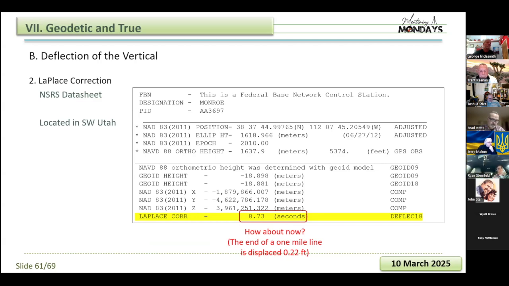I just saw somewhere on LinkedIn there were two BLM monuments next to each other, and somebody asked why the BLM would put two monuments next to each other. Those two monuments are within 0.22 feet of each other. That could be the difference between applying the Laplace correction or not applying it.